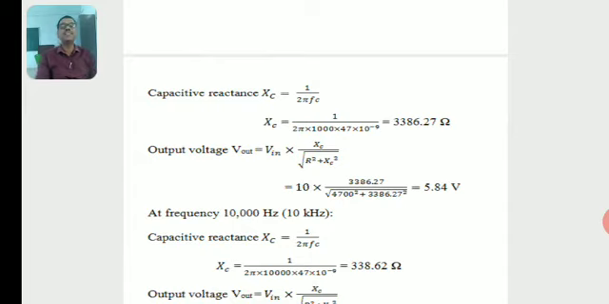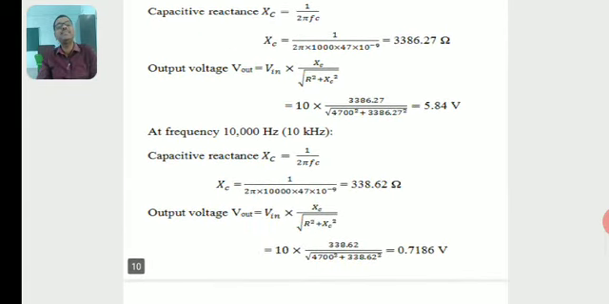At frequency 10,000 hertz, that means 10 kilohertz, the capacitive reactance X is equal to 1 by 2 pi f C. After calculation, we get 338.62 ohm. Then the output voltage V output is equal to V input into XC by root of R square plus X square. Substituting all those values, we finally get 0.7186 volts. So that gives the capacitive reactance and output voltage at 1 kilohertz frequency, and similarly at 10 kilohertz frequency.